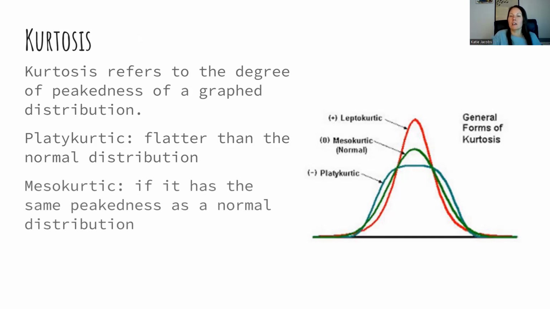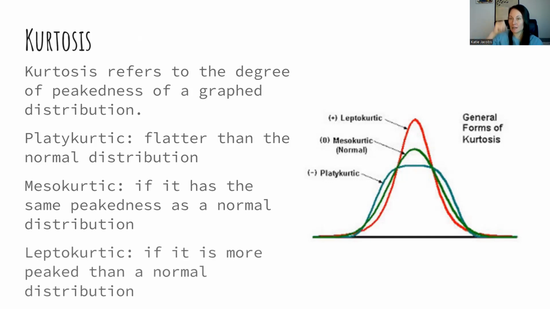Mesokurtic then means that our distribution has the same peakedness as the normal distribution. So it follows that normal curve shape that we'll learn about. And then leptokurtic means it's more pointy or more peaked than a normal distribution. So if I gave you a picture, you should be able to tell me if it was platykurtic, mesokurtic, or leptokurtic. If we go back to skew, you should be able to tell me if it is positively skewed or negatively skewed, or if it has no skew, just from eyeballing these distributions. These things will become really important as we learn how to do some inferential statistics later on. We actually will have to look at our data before we move forward with it.